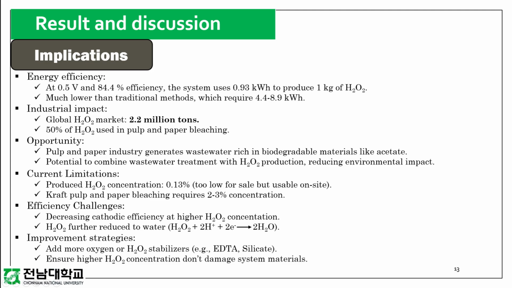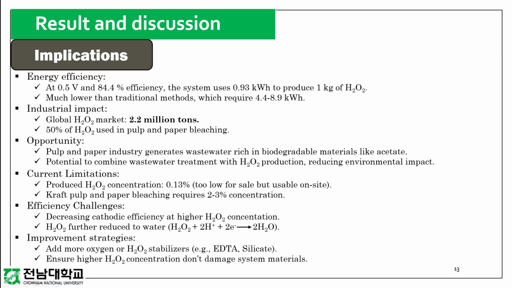Our experimental runs indicate that there is a decreasing cathodic efficiency at higher hydrogen peroxide concentrations, especially as the experiment progresses. This suggests that hydrogen peroxide is being further reduced to water. Following the reaction, hydrogen peroxide plus 2 protons plus 2 electrons will produce 2 moles of water.